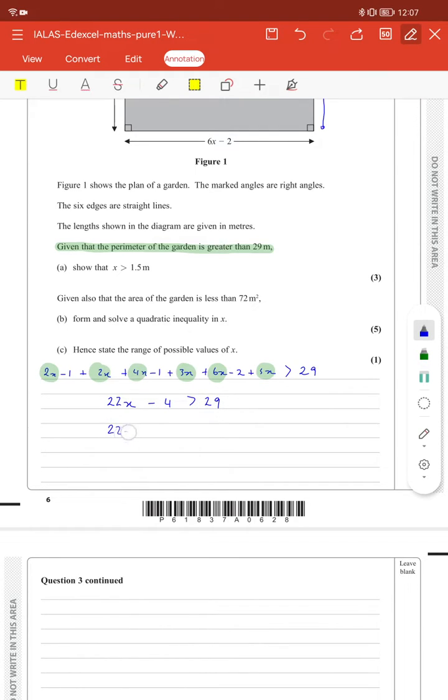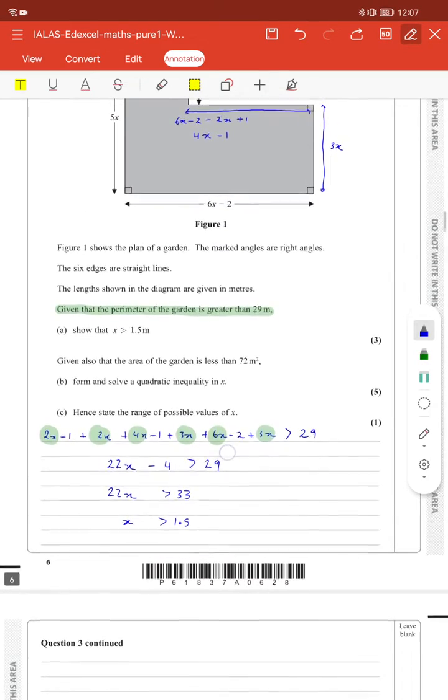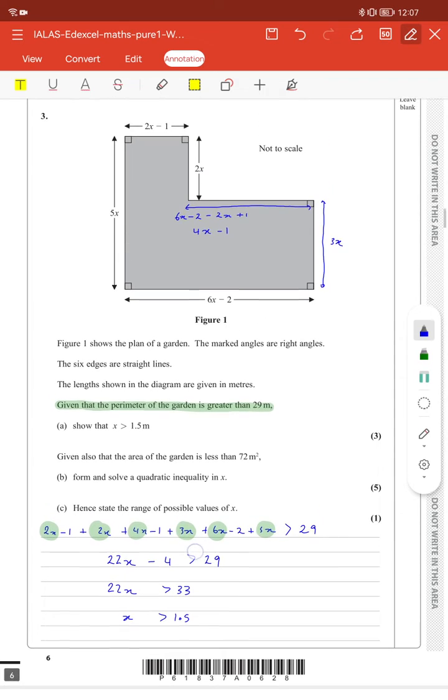And we get 22x is greater than 33. X must be greater than 1.5, which is what it wants us to show. So it says, given that the area is less than 72, form and solve a quadratic inequality in x.